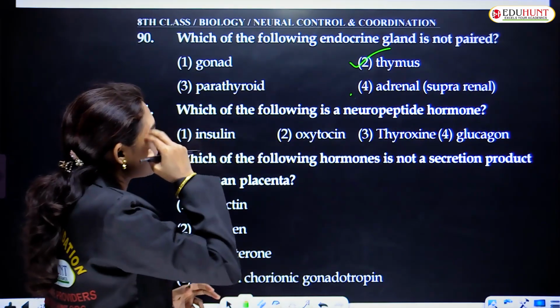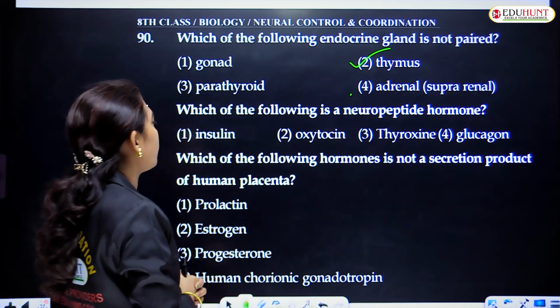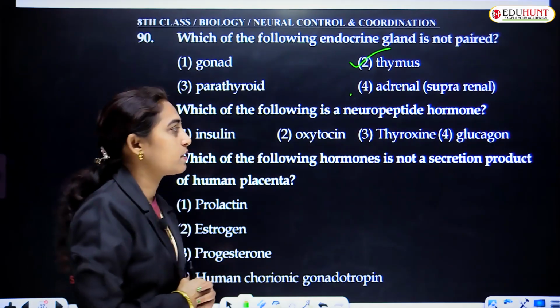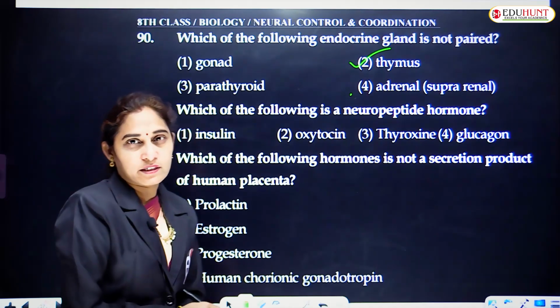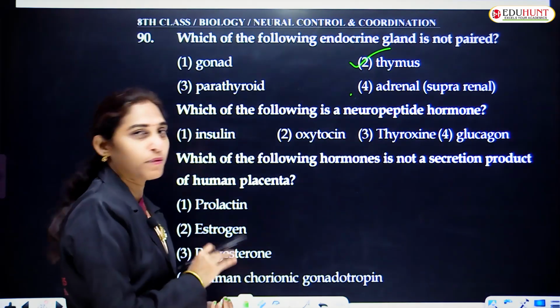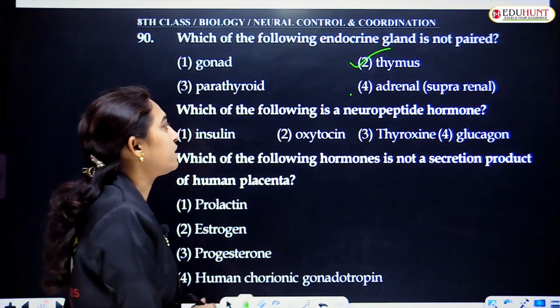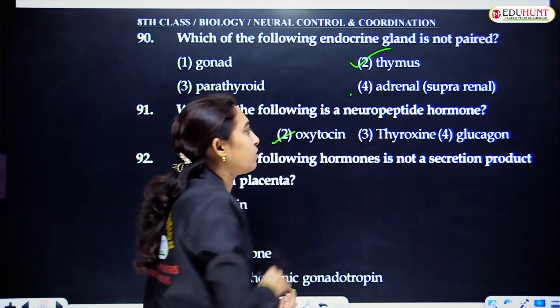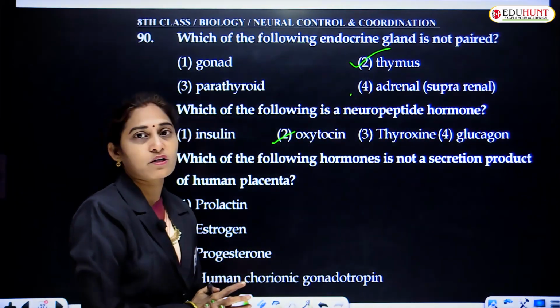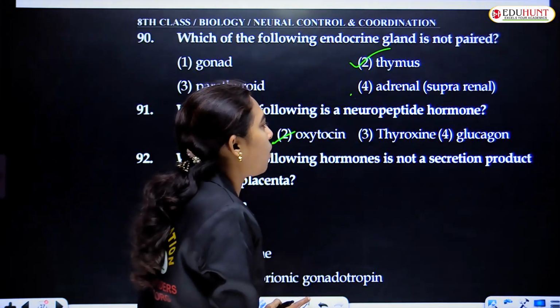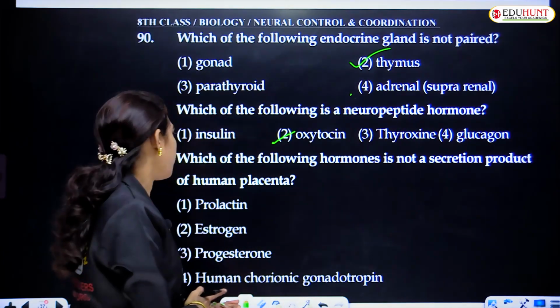Which of the following is a neuropeptide hormone? Insulin, oxytocin, thyroxine, glucagon. Insulin, we know that it is a simple peptide hormone, a simple protein. Oxytocin is the neuropeptide hormone. Let us check the other options also. Thyroxine is not a neuropeptide. Glucagon is a simple peptide hormone.